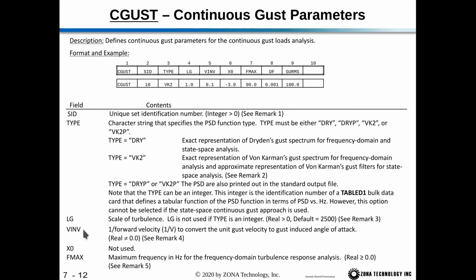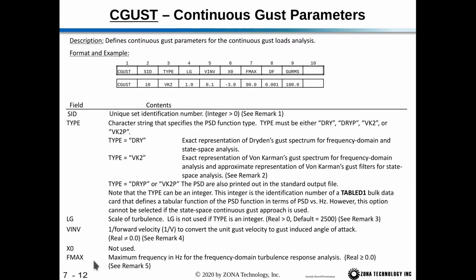Next we have V inverse field. This is 1 over the forward velocity, which allows ZAERO to convert the unit gust velocity to a gust-induced angle of attack. So you need to calculate what your velocity is for the given flight condition that you're doing your analysis, and then supply 1 over V in field 5. Next we have the X0 field, which is not used.